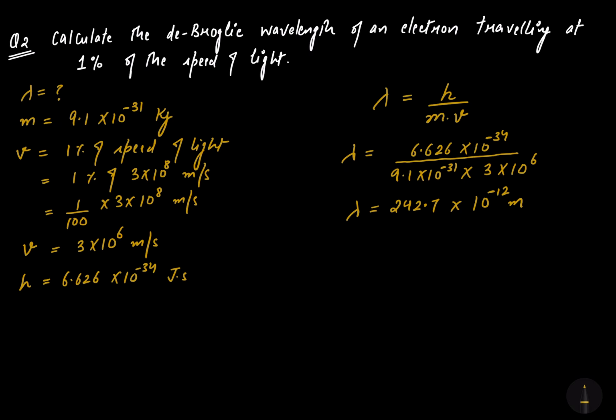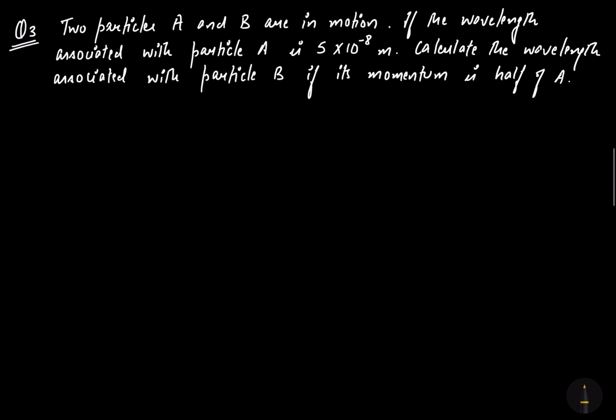Now let's move to the third numerical. Now the third numerical is saying the two particles A and B are in motion. If the wavelength associated with the particle A is 5 into 10 to the power minus 8 meters, calculate the wavelength associated with the particle B if its momentum is half of the A. So first of all I am writing wavelength of particle A is given to be 5 into 10 to the power minus 8 meters, and we have to evaluate the wavelength of particle B.